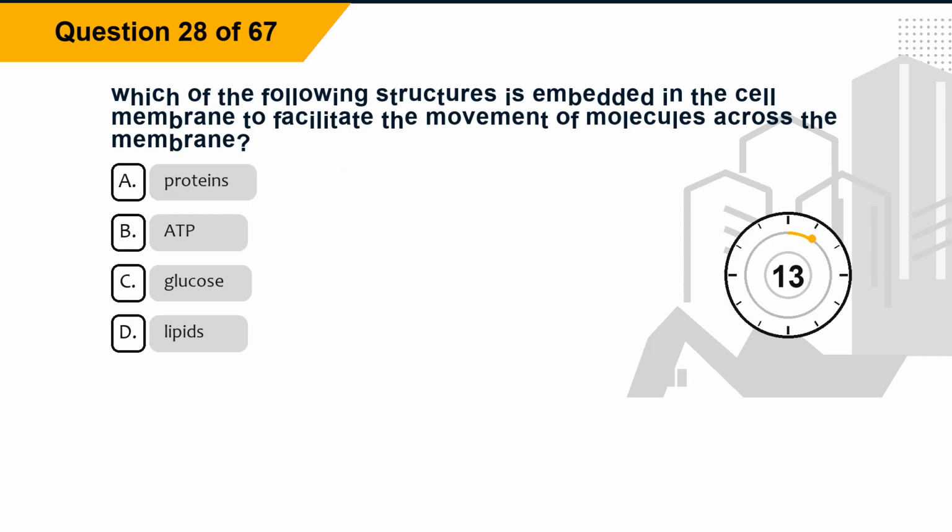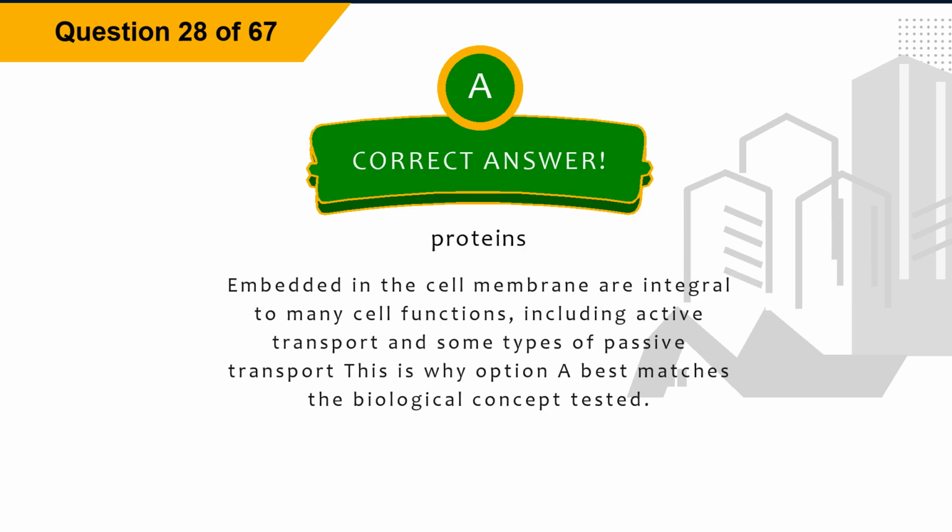Question 28. Which of the following structures is embedded in the cell membrane to facilitate the movement of molecules across the membrane? Option A, proteins. Option B, ATP. Option C, glucose. Option D, lipids. The correct answer is option A, proteins.